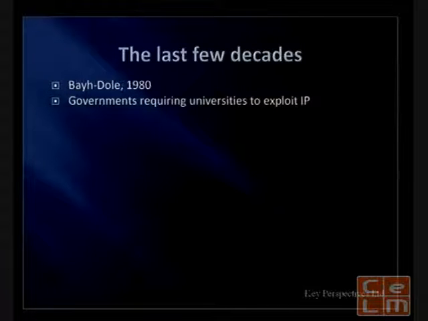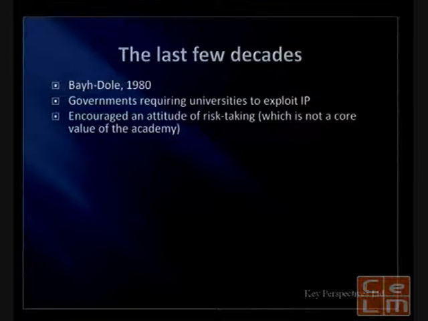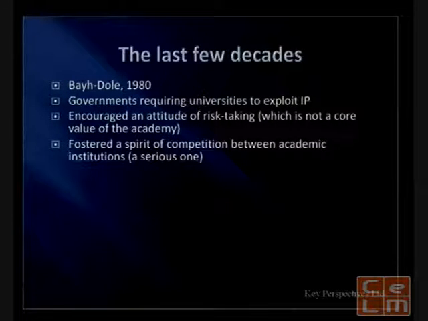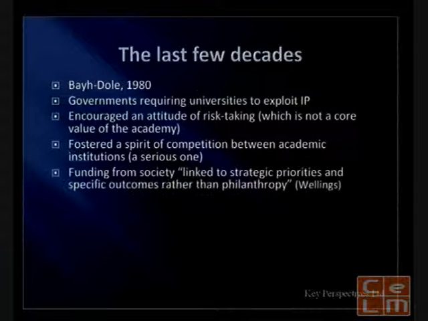The Bayh-Dole Act in 1980, which has had quite a mixed press, let's say, but a fairly terrible press from open access advocates, that's for sure, encouraged universities to exploit their intellectual property. Well, that was passed in the US, but there have been similar acts passed in other countries around the world, and still are being passed, by the way, India being the latest example. They encouraged an attitude of risk-taking, which is not a core value of the academy. And they fostered a spirit of competitiveness which far outstripped the general competitiveness that had existed before. It's quite a serious one now.